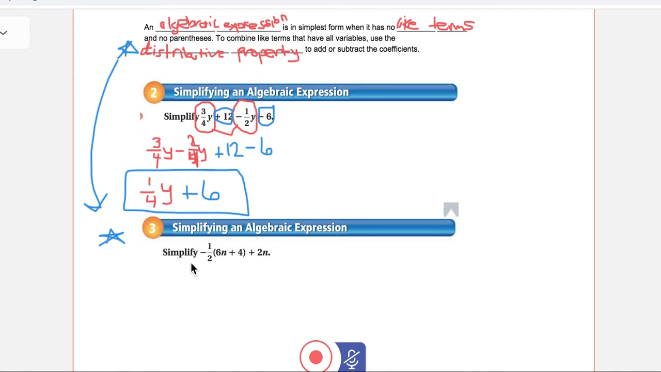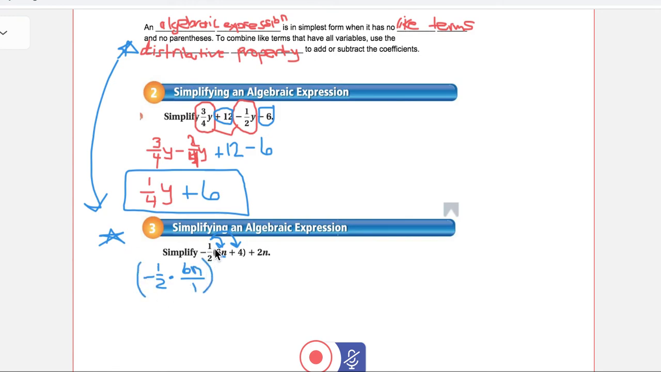So if I want to simplify this, the first thing I notice, I have a variable n inside my parentheses, meaning I am going to have to use the distributive property and distribute. This is a negative 1/2 that's being distributed to all of the terms inside my parentheses. So what's really going on here is I have a negative 1/2, I use the distributive property. This is a negative 1/2 times a 6n, and I can be consistent with my fractions and write this as 6n over 1.